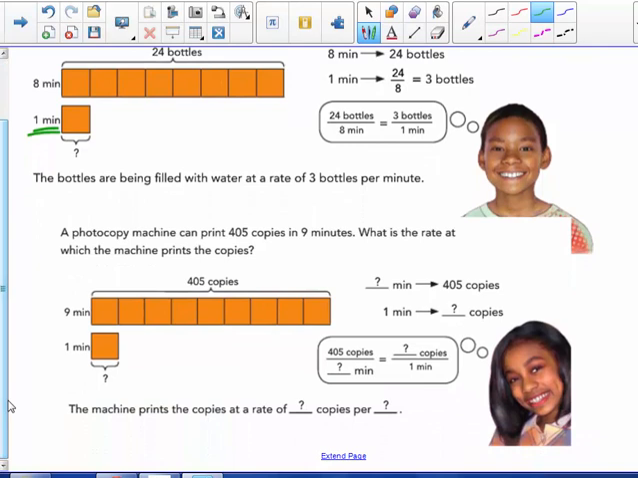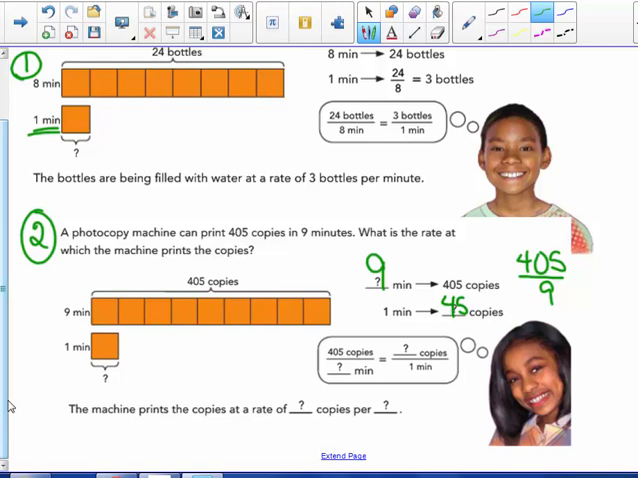The next example here, we see in example 2, might as well number these. This was example 1. Number 2, a photocopy machine can print 405 copies in 9 minutes. Like the big super copiers we have here. What is the rate at which the machine prints the copies? Meaning, what is it for one? In 1 minute, how many copies can be printed, if 405 copies can be printed in 9 minutes. So it takes 9 minutes to make 405 copies. 1 minute would be 405 divided by 9, which gives us 45. If you take out a calculator, you would get 45 copies in 1 minute.